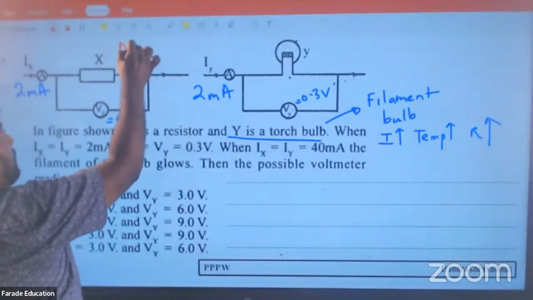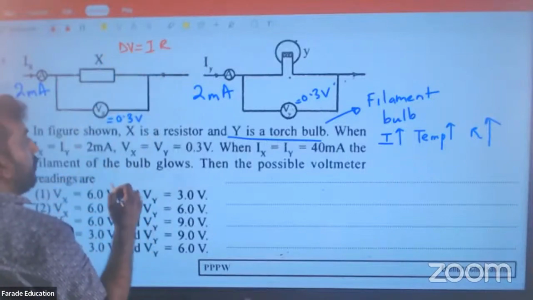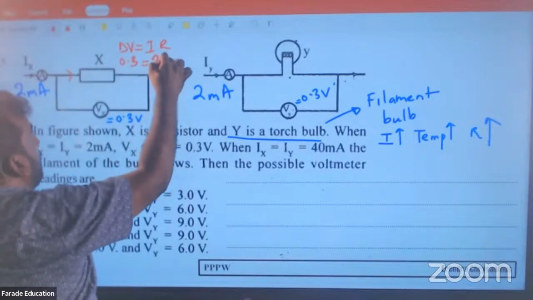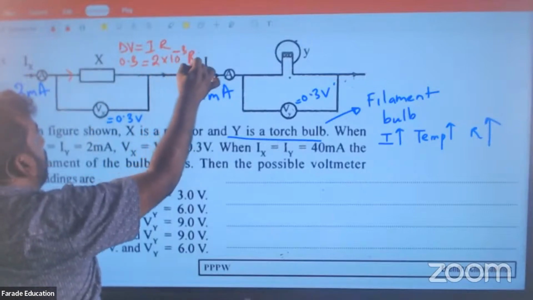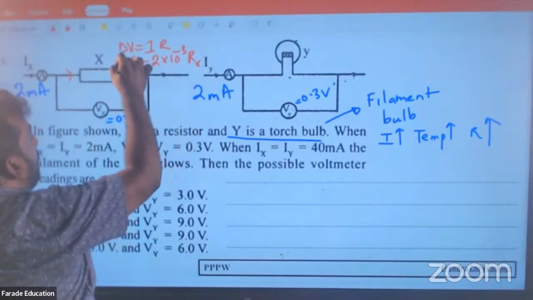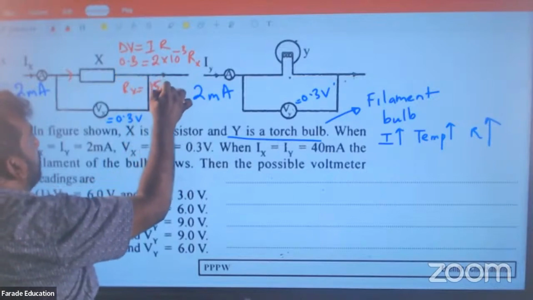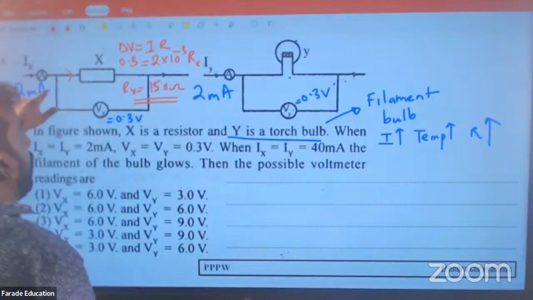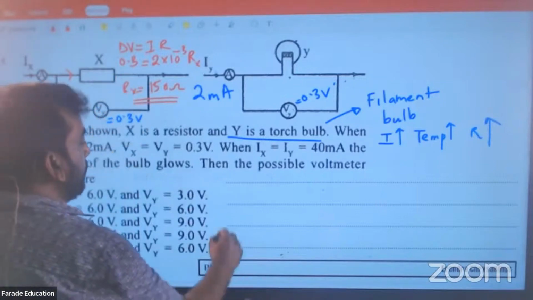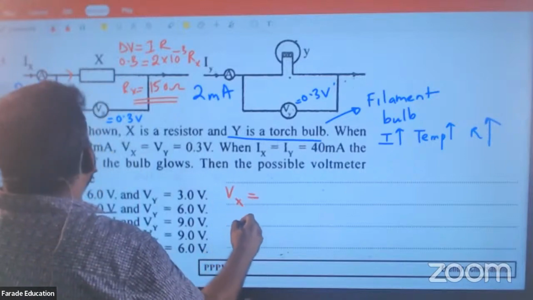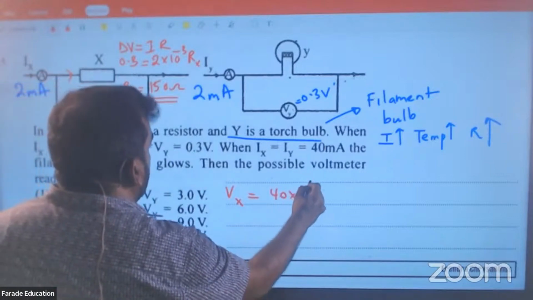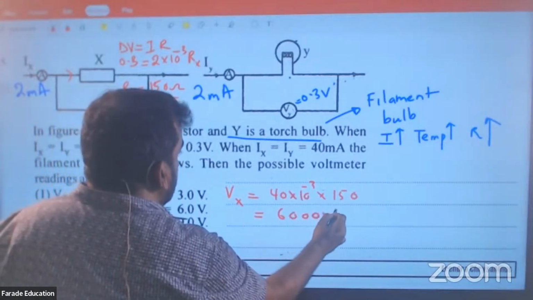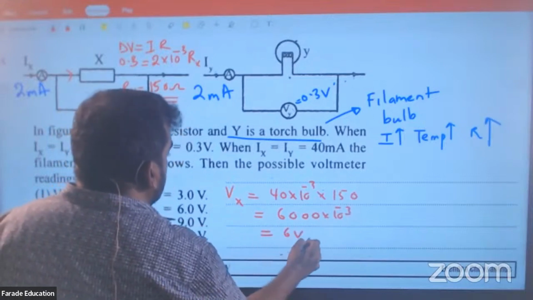Here ΔV = IR. With an ideal voltmeter, 0.3 equals 2 milliamperes times Rx, which is unknown. So Rx is 0.15 over 10 to the power minus 3, which means 150 ohm. Now when the current becomes 40 milliampere, will the resistance change? No. Vx is 40 milliampere times 150 ohm, which is 6 volt. Vx is 6 volt.